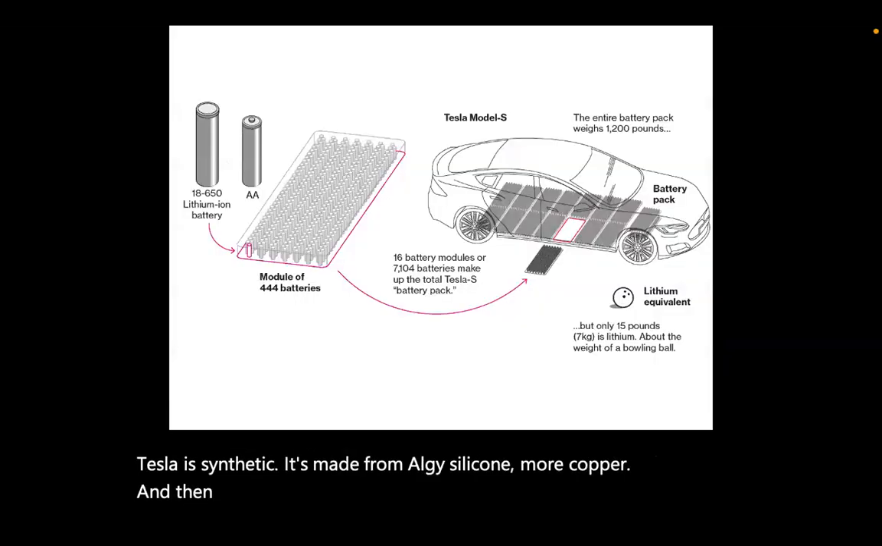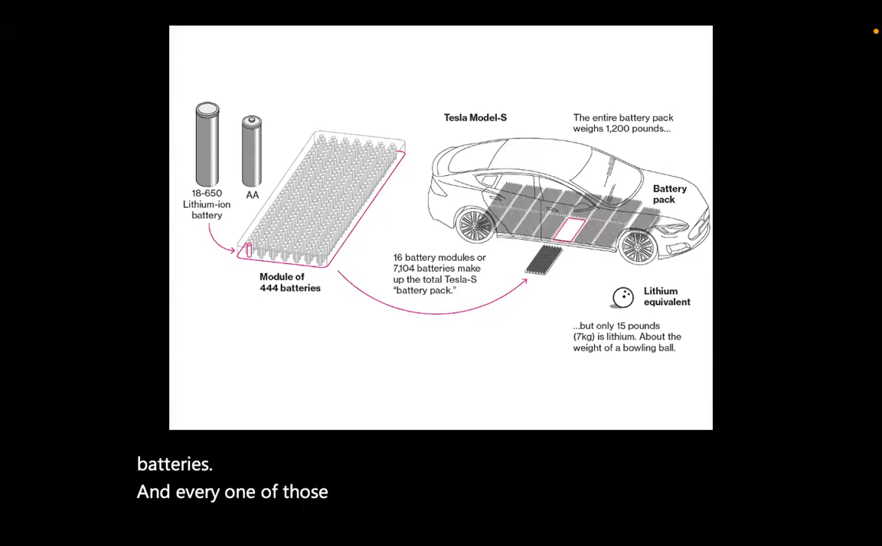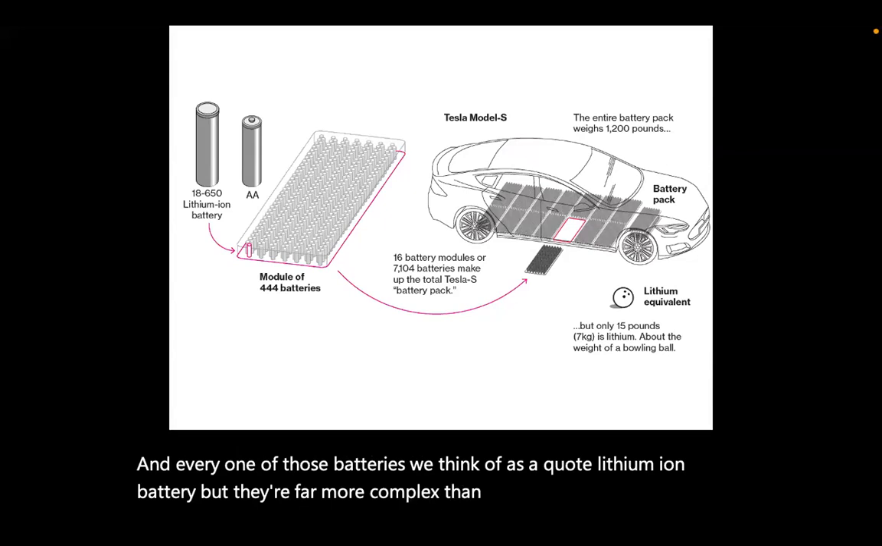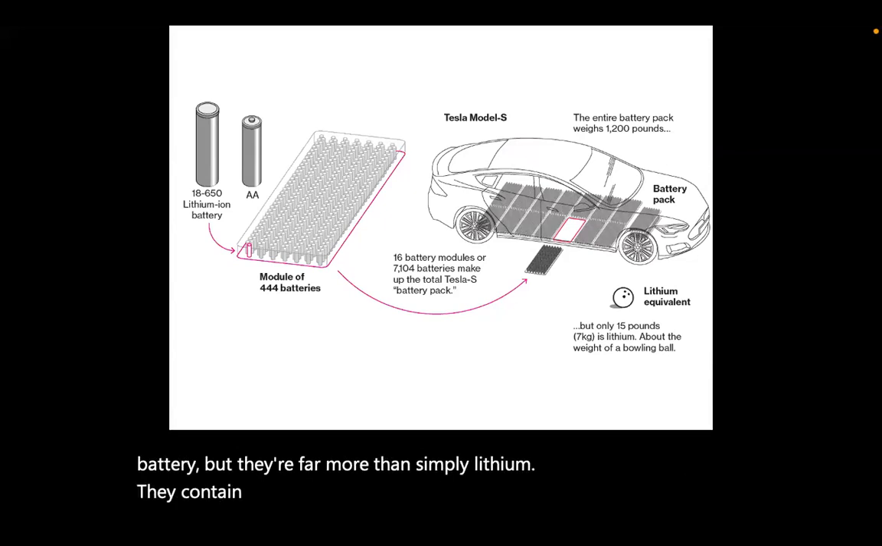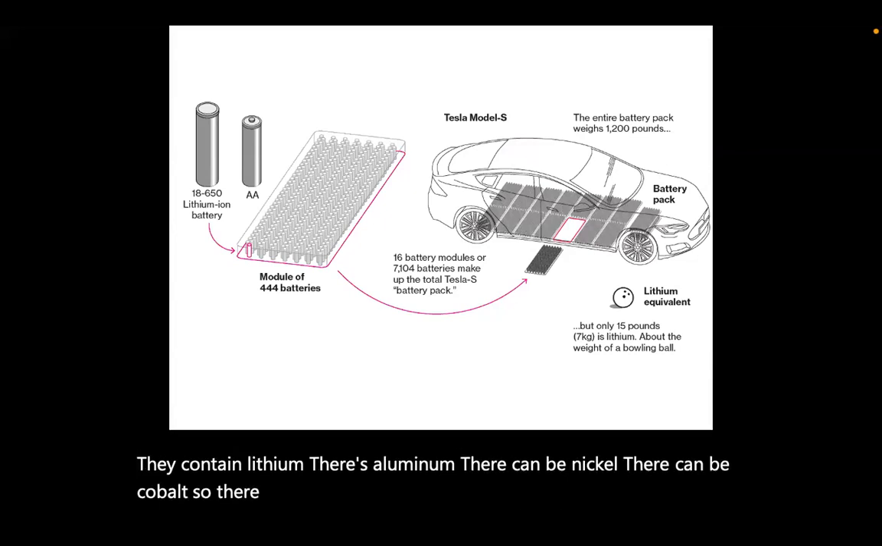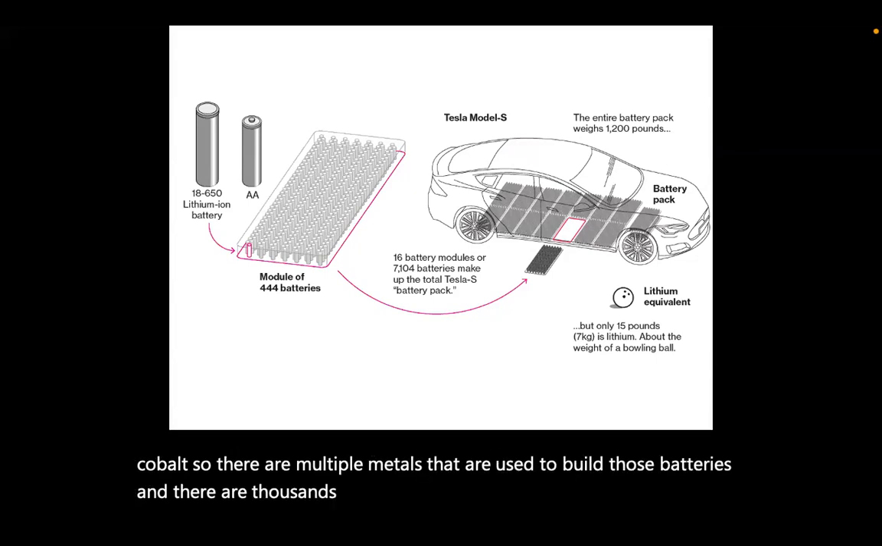And then if you lift the car off, underneath you've got about 7,000 batteries. And every one of those batteries we think of as a quote lithium ion battery, but they're far more complex than simply lithium. They contain lithium, there's aluminum, there can be nickel, there can be cobalt. So there are multiple metals that are used to build those batteries, and there are thousands of them per Tesla.